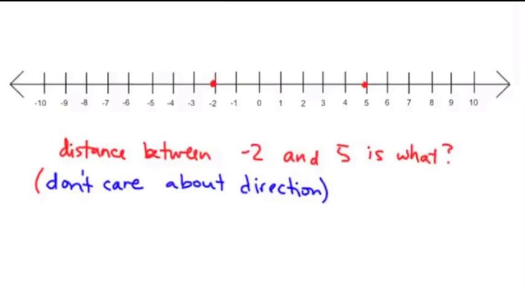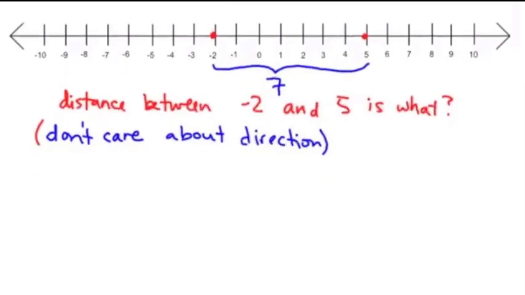So the distance between -2 and 5, if you count up the number of steps, most likely you're going to come up with 7, unless you're super tired. But the distance between -2 and 5 is 7. And we can write this a couple different ways. I can say that the distance is 5 minus -2, right? That will give me 7.